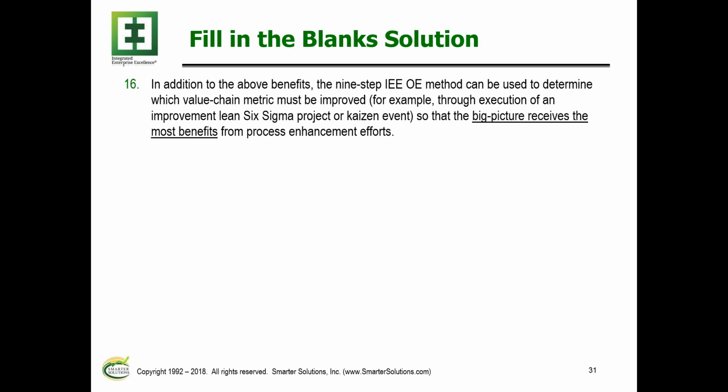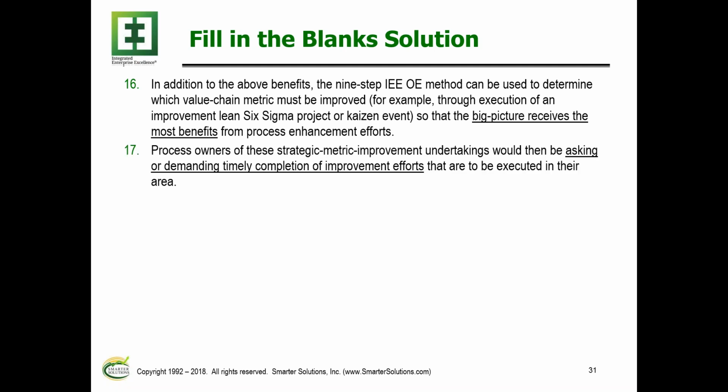So in addition to the above, the 9-step system can be used to determine which value chain metric must be improved so that the big picture receives the most benefit from the process improvement enhancements. Process owners of these strategic metric improvement undertakings would then be asking or demanding timely completion of improvement efforts that are executed in their area.